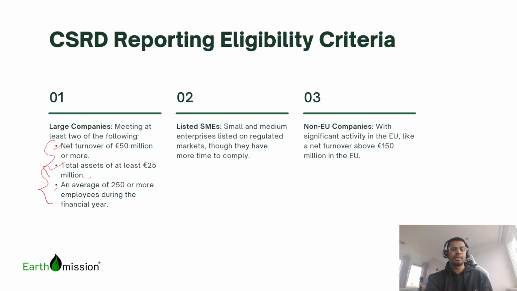And the second one is listed SMEs, small and medium enterprises listed on regulated markets, though they have more time to comply. I also have a timeline sheet in the next slide, we'll be seeing that. But this is the second criteria.